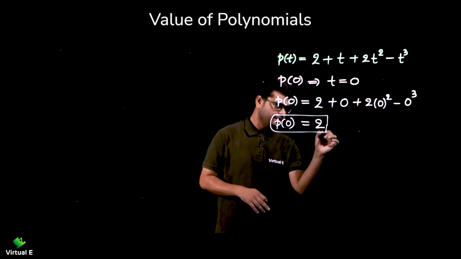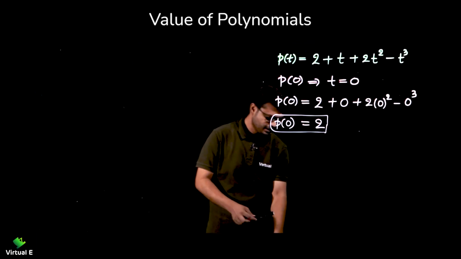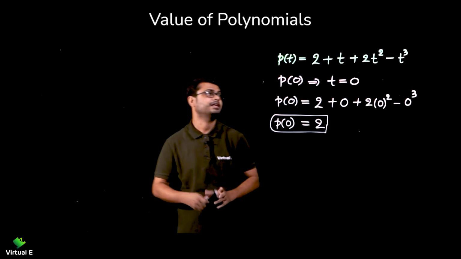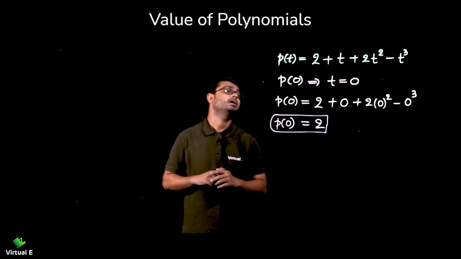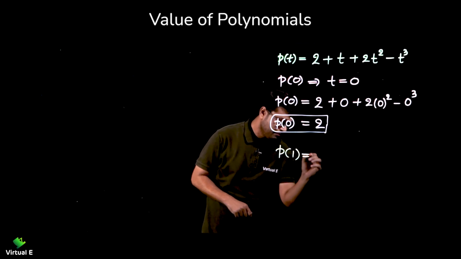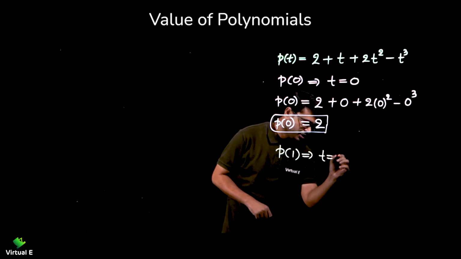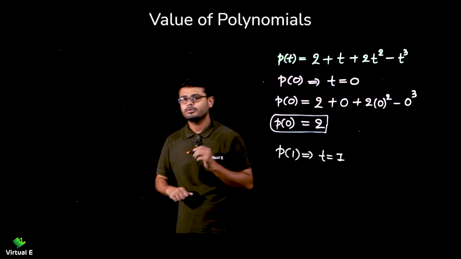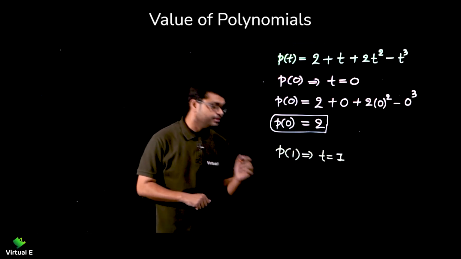Simple, right? Now let's discuss the next. What we are supposed to find next? It is P1. So P1 means that t is equal to what value will I take? 1 only, right? So let's start here.